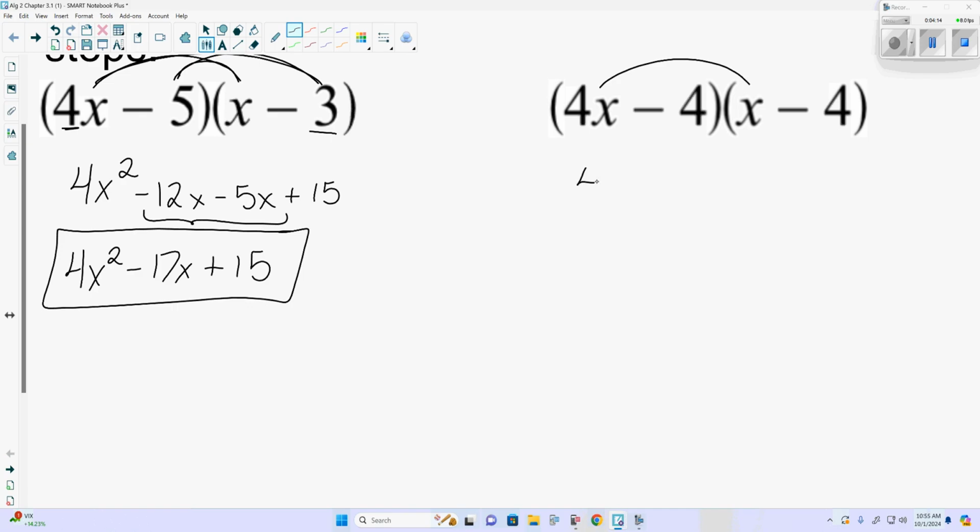4x times x would be 4x squared. 4x times negative 4, because 4 times negative 4 is going to be negative 16. And then we'd still have our x.